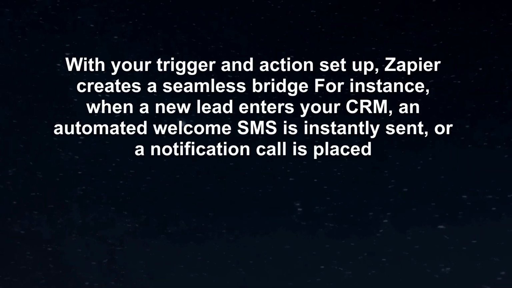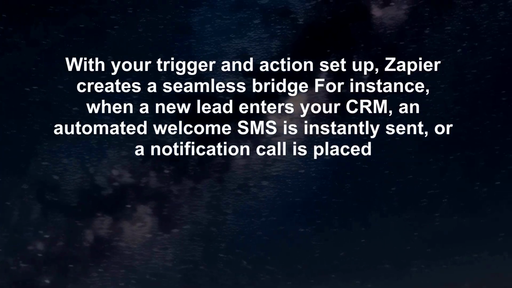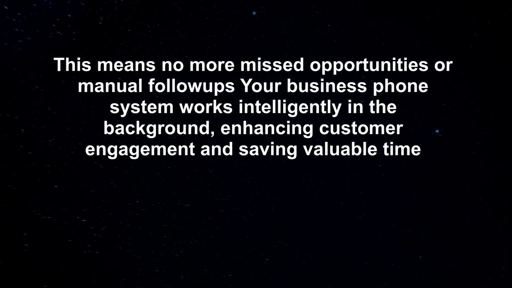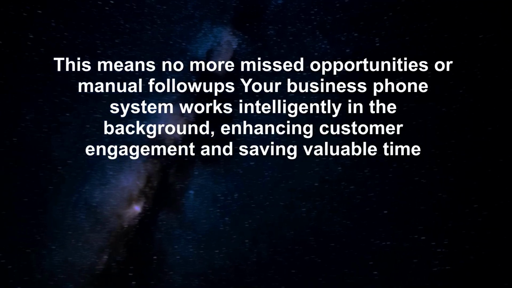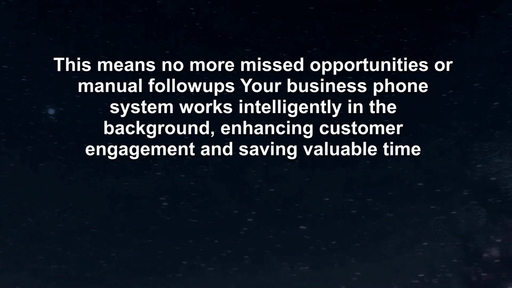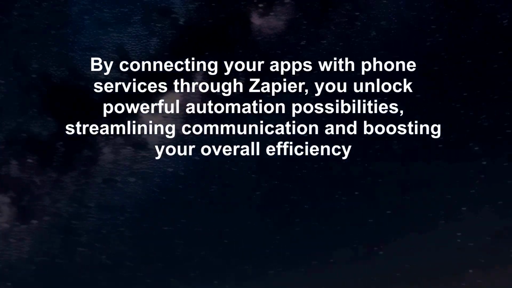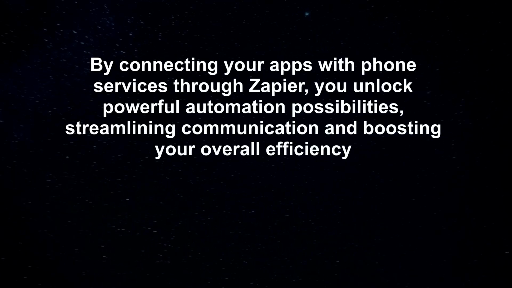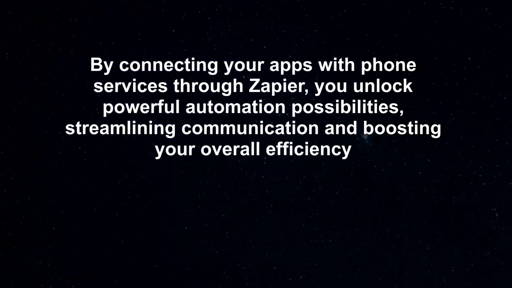For instance, when a new lead enters your CRM, an automated welcome SMS is instantly sent, or a notification call is placed. This means no more missed opportunities or manual follow-ups. Your business phone system works intelligently in the background, enhancing customer engagement and saving valuable time. By connecting your apps with phone services through Zapier, you unlock powerful automation possibilities, streamlining communication and boosting your overall efficiency.